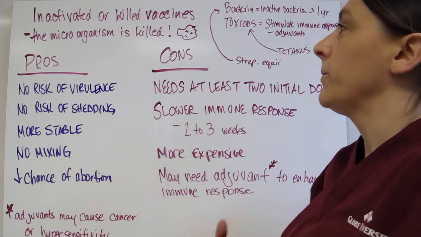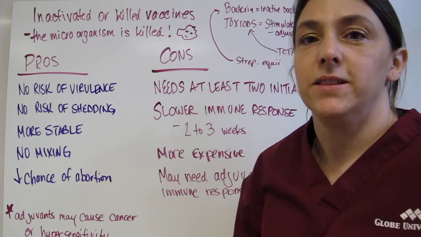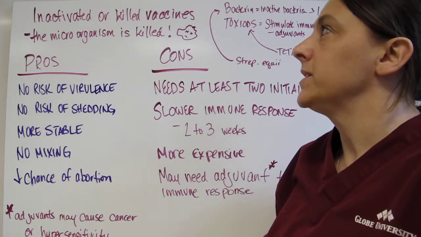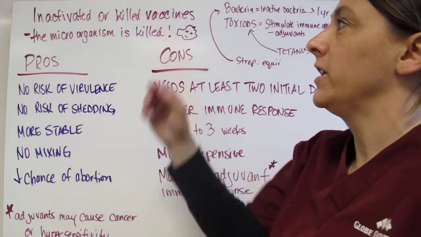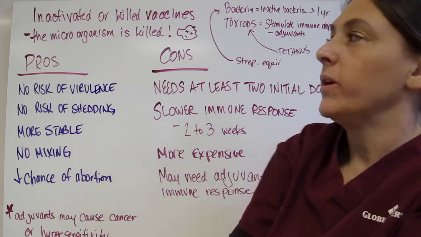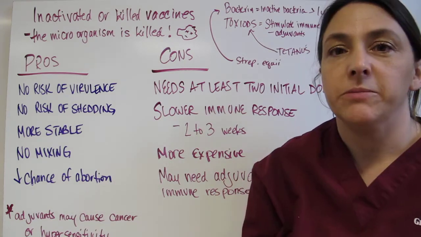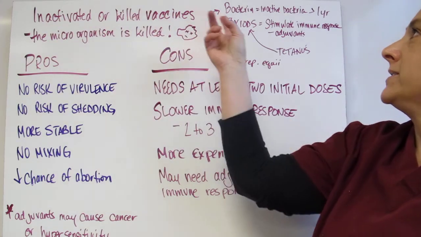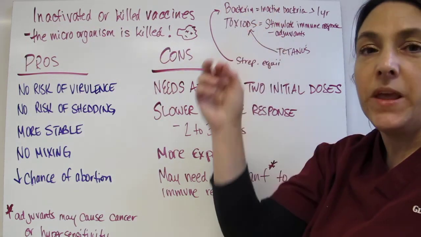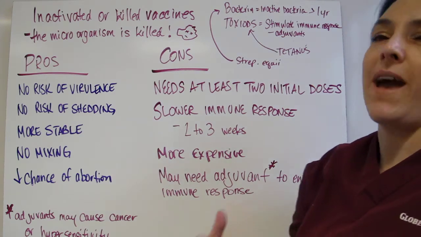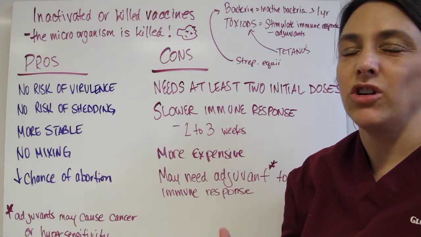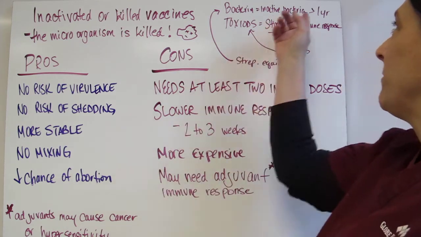Okay, let's talk about the different types of vaccines that we have. Some of the most common ones are inactivated or killed vaccines. Basically, what this means is that the microorganism is killed. Along this line of inactivated or killed vaccines, we also have bacterins, which would be bacteria that has been inactivated. This only produces a short-term amount of immunity, only about a year.